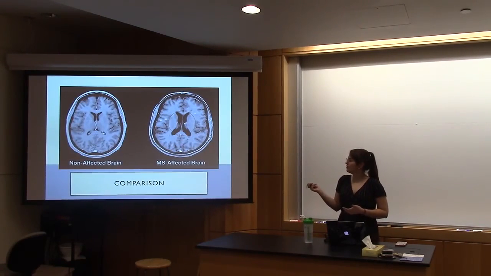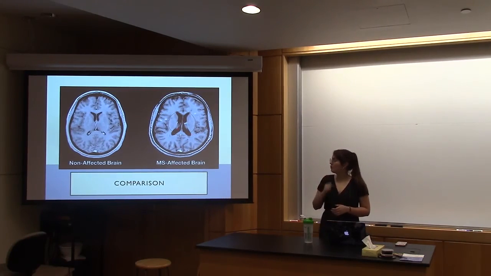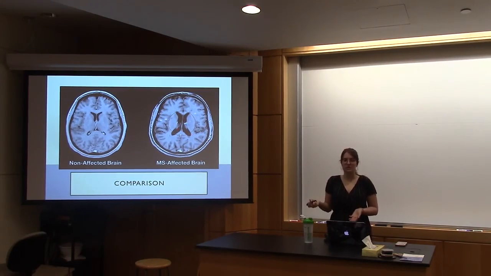So here we can compare the two brains. So this is a non-affected brain, so a healthy control. And this is how the central volume should look like. Here we have circled the MS-affected brain, and we can clearly see the enlargement of this central brain. So this patient probably has already a much more aggressive type of MS. So we can see a lot of demyelination, even on the edges. We can see a lot of the white matter disappearing.